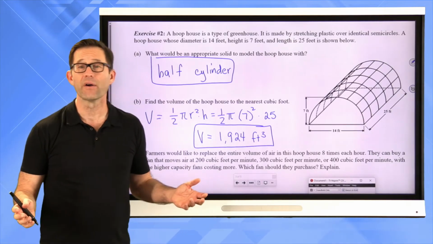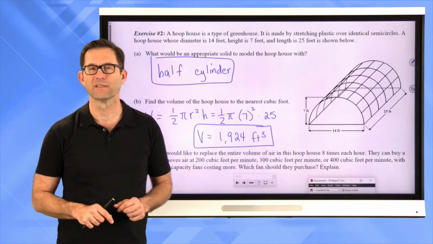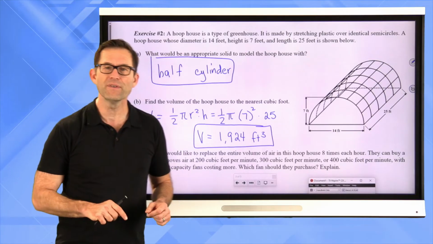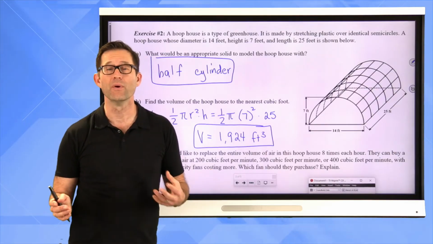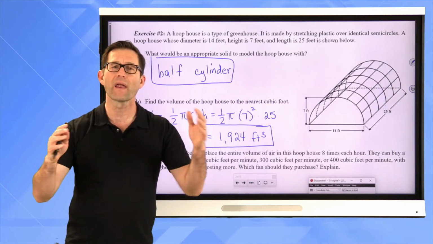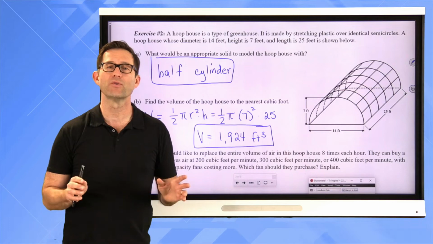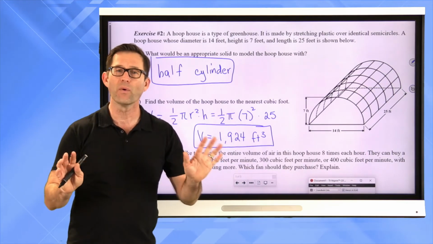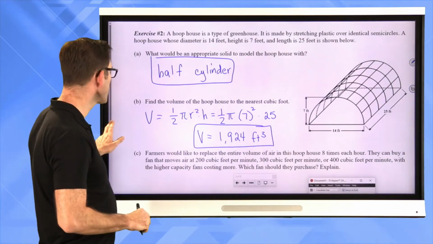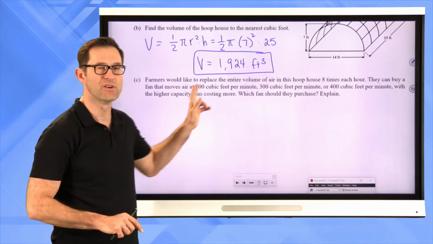That's a pretty big volume, or at least it feels like it. Now, oftentimes when you have greenhouses, to prevent things like mold and mildew, you need to move a lot of air through them. That's why when you go into a greenhouse, there tend to be huge fans that are always blowing. Let's take a look at a little bit of a design problem that has to do with that.